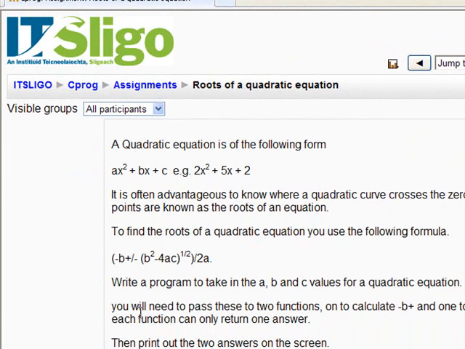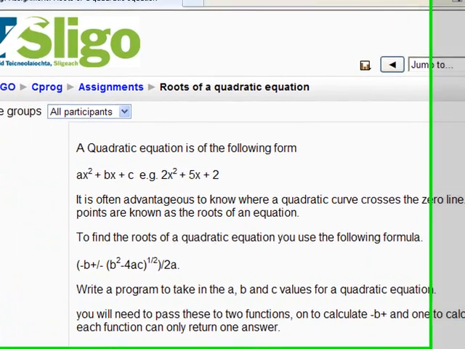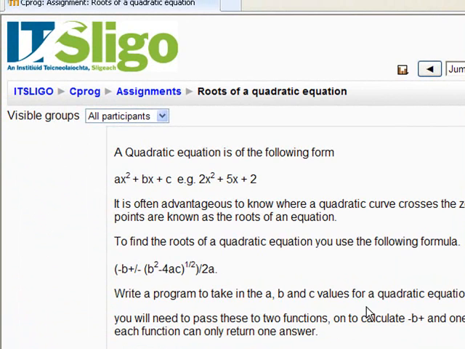And you will also need to pass those to two separate functions, one that's going to calculate the plus version and one that's going to calculate the minus. So you're clearly going to have to write a main function and two separate functions, one for the minus, one for the plus. They're going to have to return the numbers, and then you're going to print them out using the main function.